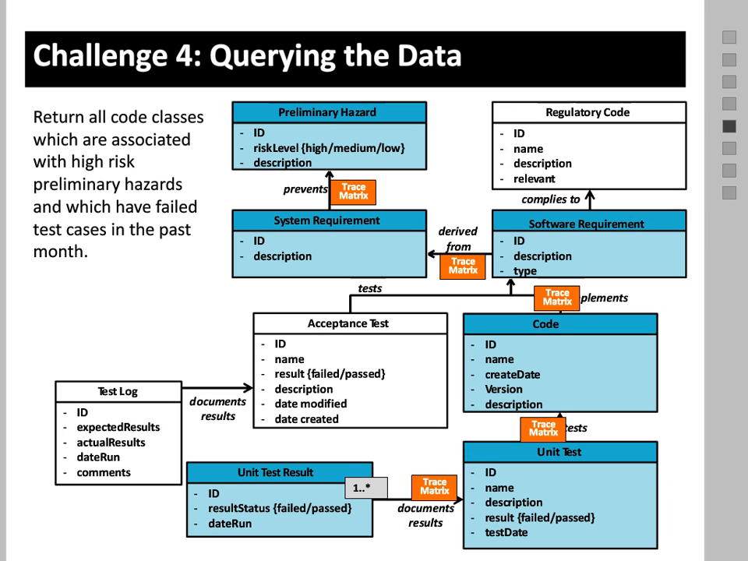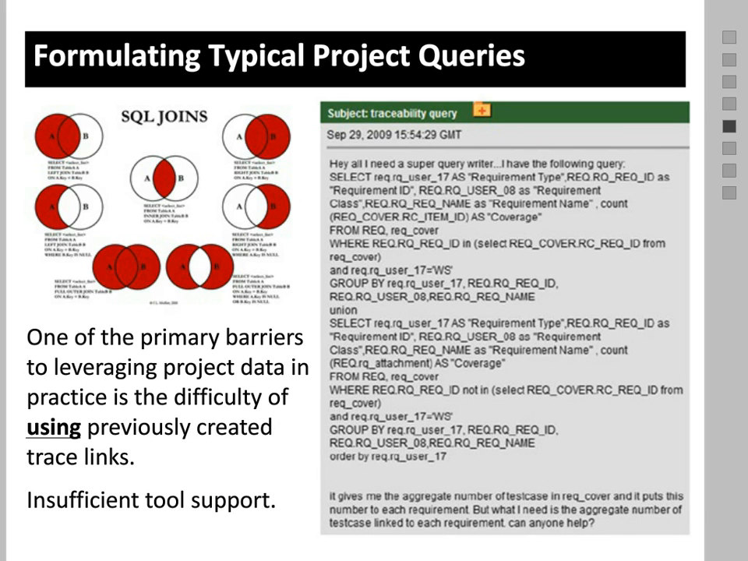Furthermore, we have to put some constraints on the query, and then we have to specify exactly which attributes we want to retrieve. And a few years ago, I found this call for help, which is shown on the right-hand side of this screen, on one of the open forums. You can see somebody called the subject Traceability Query, and they're saying, I have the following query, and it has all of that SQL in it, and it gives me the aggregate number of test cases, etc. What I need is the aggregate number of test cases linked to each requirement. Help, can anyone help me?